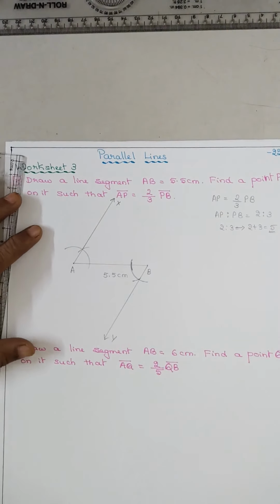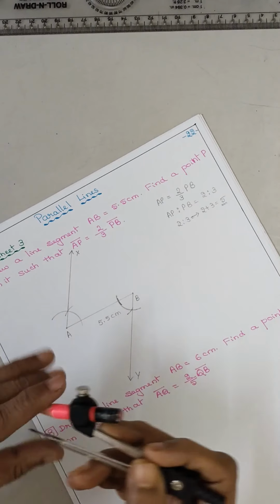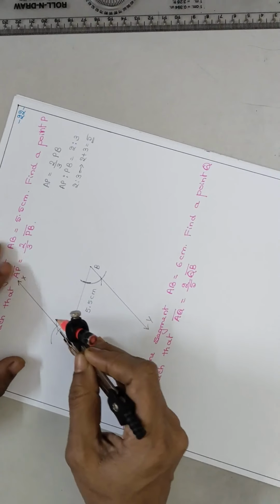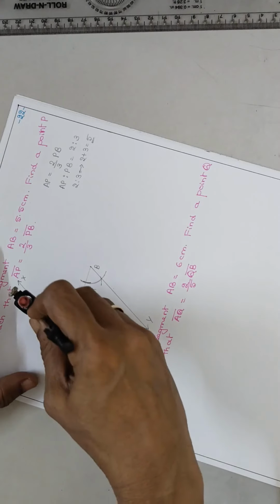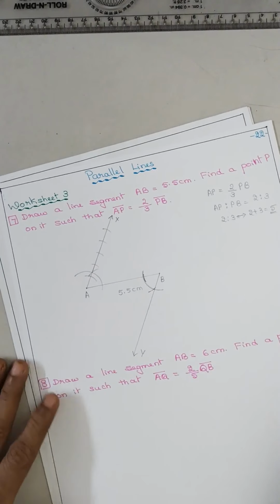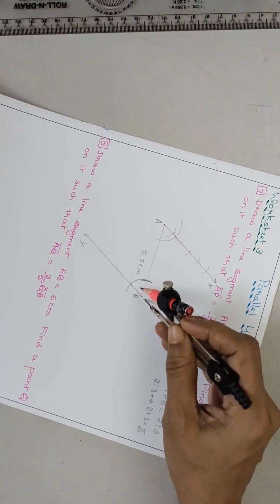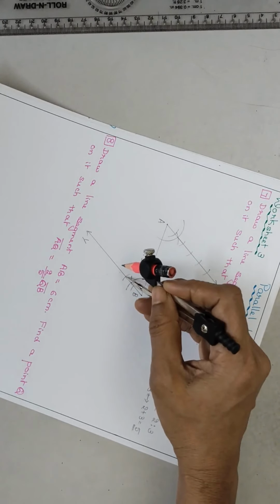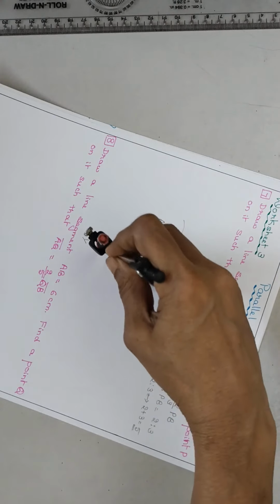Now 2 is to 3 means 2 plus 3 is 5. You have to make 5 small parts. Be careful. 1, 2, 3, 4, 5. Always for construction use 2 pencils, one for drawing the lines and one in the compass. 2, 3, 4 and 5.